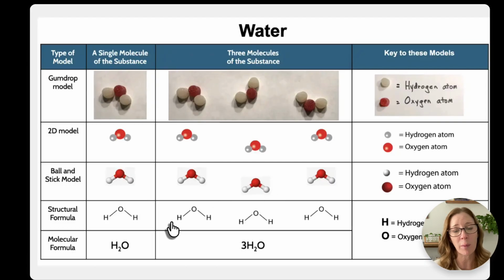The structural formula could be written like this. Now, you do not need to get into bonding in middle school. Bonding is high school standards. And so just go ahead and say the atoms are connected together in a molecule. And then we're going to represent, this is a single molecule of the substance, and here's 3 molecules of the substance. So you are going to have 3 molecules of water this way, but if you're writing the molecular formula, you write 3H2O. So we're starting to introduce the numbers here and the coefficients in the molecular formula.